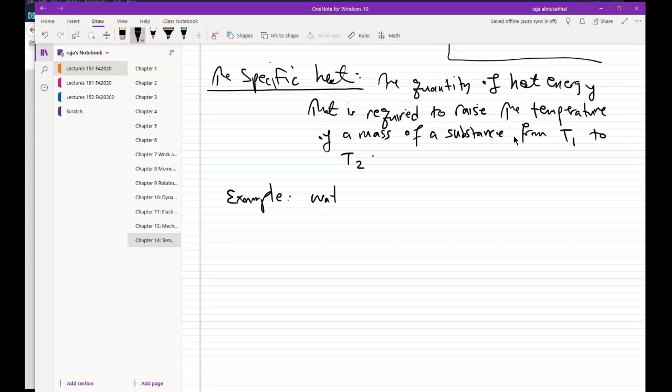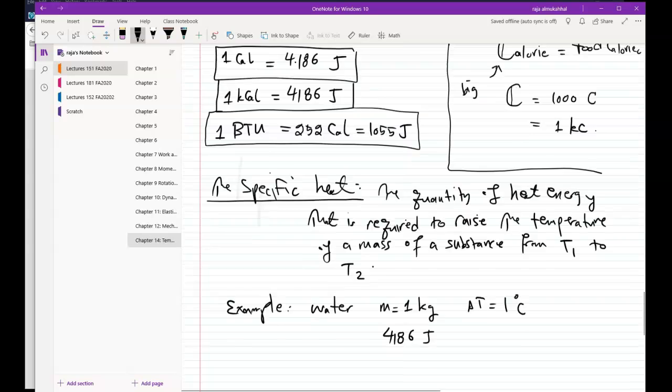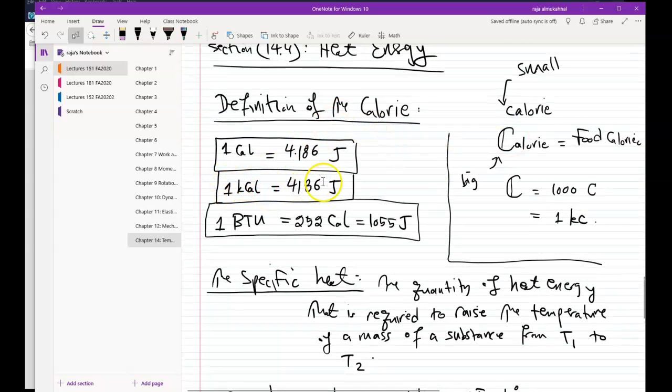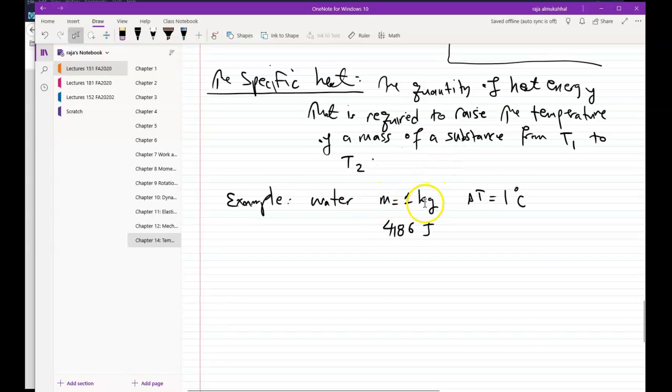Let's say I have water. Okay, the mass of the water is 1 kilogram, and let's say that I want to raise the temperature of this water by 1 degree Celsius. The question is, how much heat do I need? It turned out that I need this much heat, 4186 joule, which is basically 1,000 calorie. Okay, so that's how the calorie is defined. 1,000 calorie is the amount of heat necessary to raise the temperature of 1 kilogram of water by 1 degree.